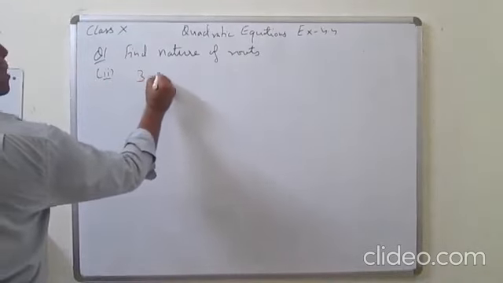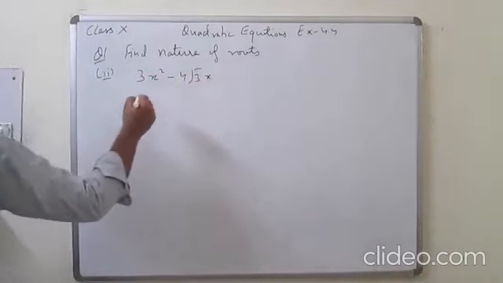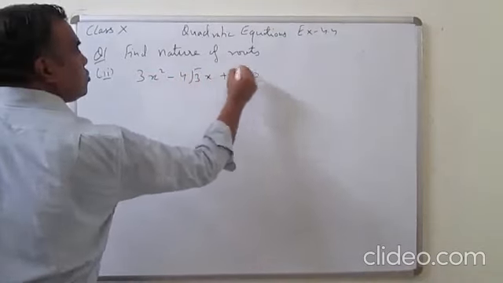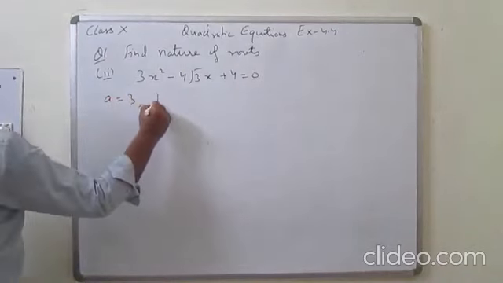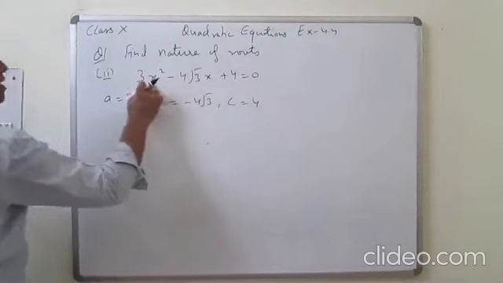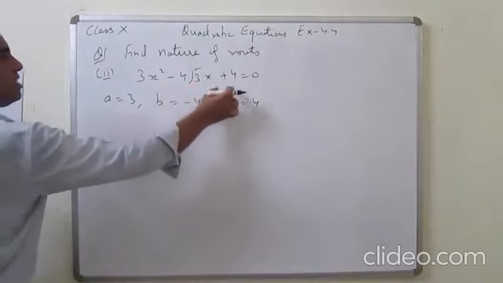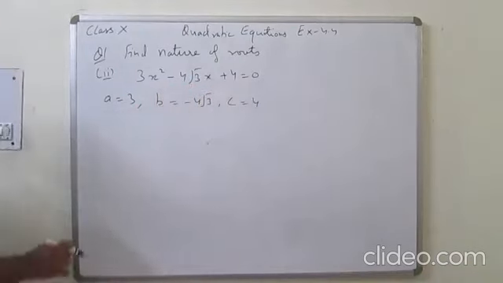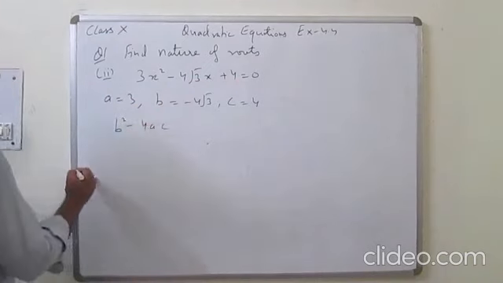3x square minus 4 root 3x plus 4 is equal to 0. Here a is equal to 3, b is equal to minus 4 root 3, and c is equal to 4. a is coefficient of x square, b is coefficient of x, c is constant term. Now check the value of b square minus 4ac.